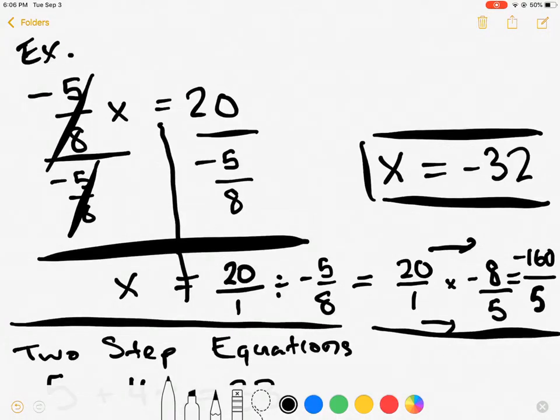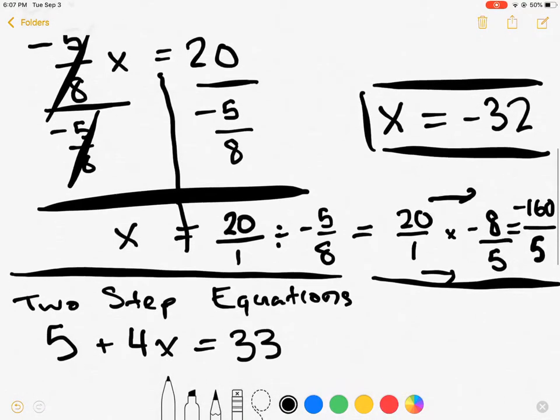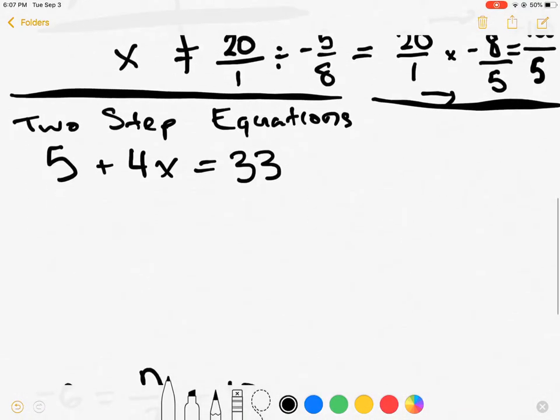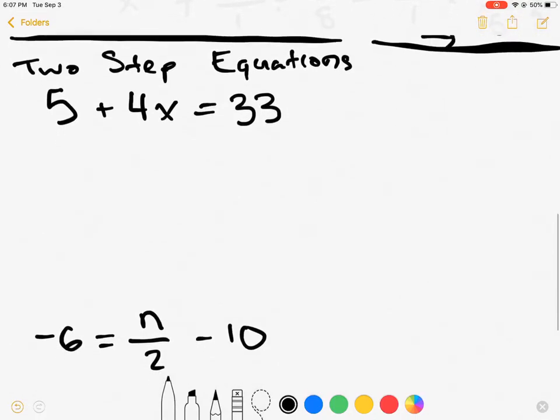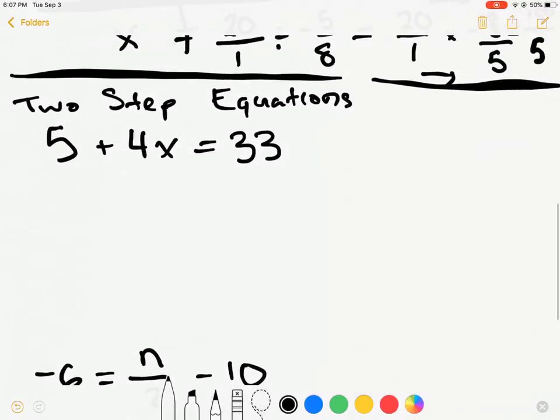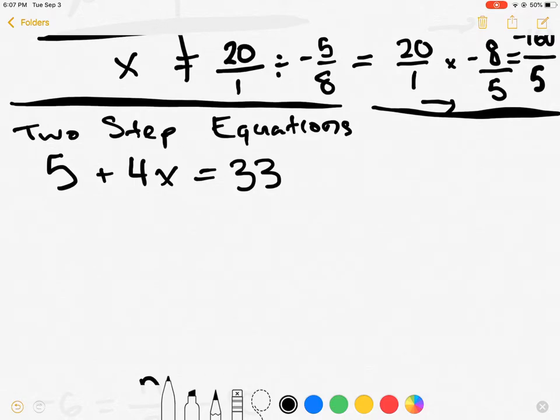All right, so those are some examples of solving one-step equations. Let's take a look at a two-step equation. All right, so the example that we'll do is this one here.